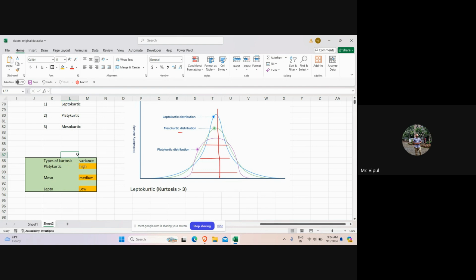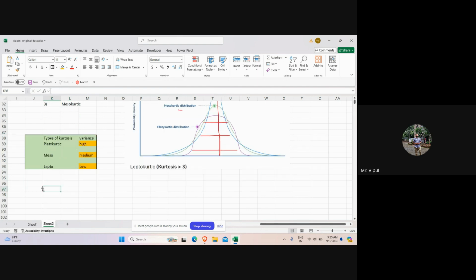So one more thing is, can we say like this, that leptokurtic is having standard deviation less, so mean is good, right? So why do we use the kurtosis? Why do we use kurtosis? Because to check the quality of mean, we have to use the kurtosis.